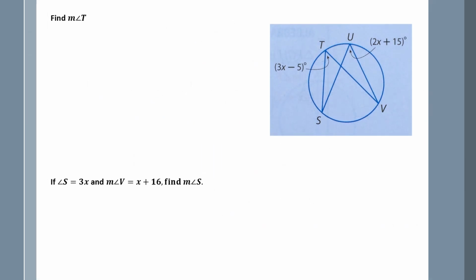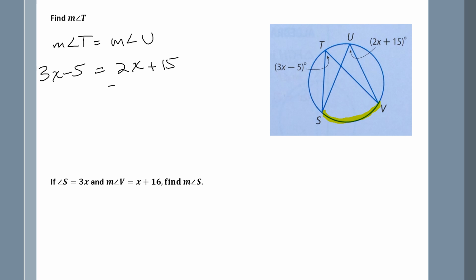Okay, finding the measure of angle T. So angle T and angle U have to be congruent because they both intercept this arc right here. So that being the case, we're going to say that the measure of angle T is equal to the measure of angle U. So we'll just substitute now. 3x minus 5 equals 2x plus 15. So we set up this as our equation.